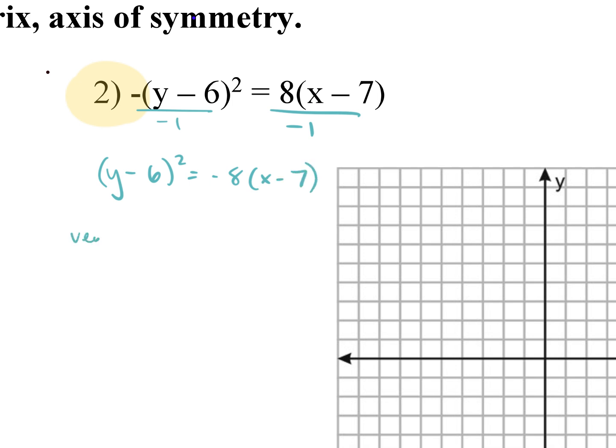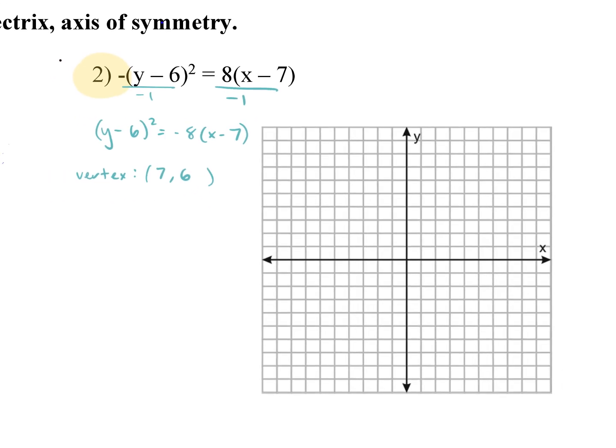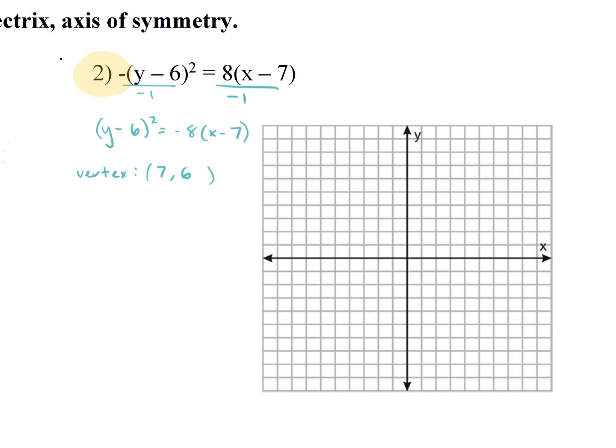So our vertex of our parabola would be what? Awesome, (7, 6), because 7 is with the x, so that would come first. 6 is with the y, so that would come next. So I can graph that. We're going to go to the right 7 and up 6. So we've got a point there.